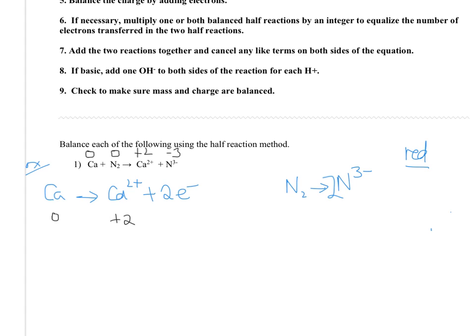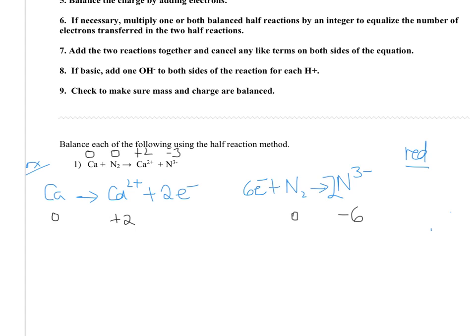Let's look at the other side. So here we have, this has a total charge of 0 on that side. This has a -6 because we have 2 of the 3 minuses. So you add the electrons to the more positive side. So in this case, it would be this side, as 0 is more positive than a -6. And so you would need 6 electrons on this side.